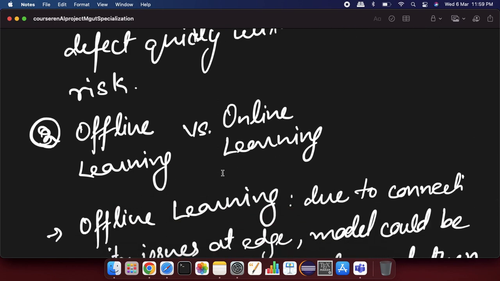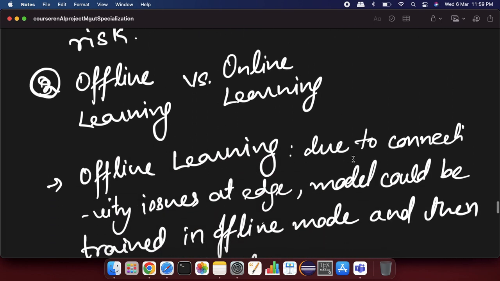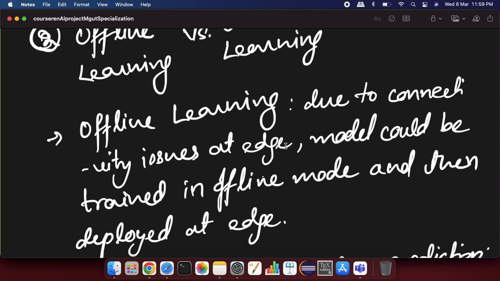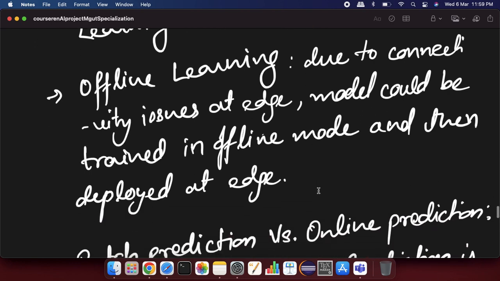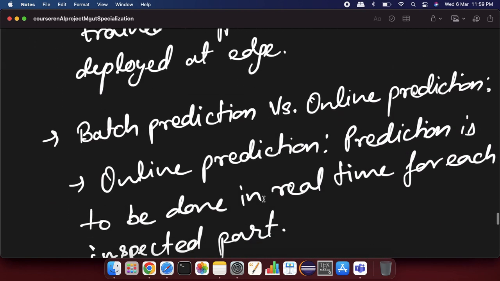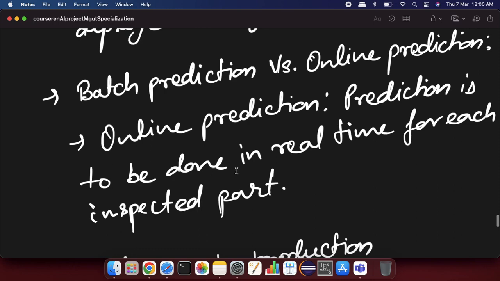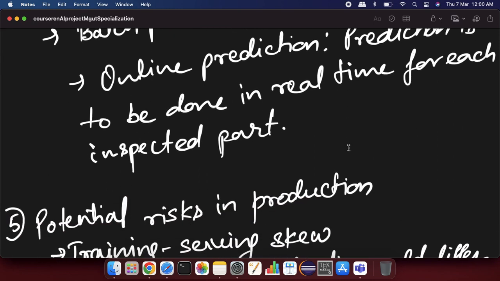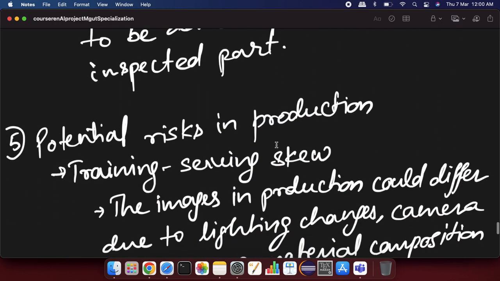Offline learning versus online learning. It is going to be offline learning due to connectivity issues at the edge. The model can be trained in offline mode and then deployed at the edge. Batch prediction versus online prediction. We want online prediction. The prediction is to be done in real time, and it is to be done for each inspected part.